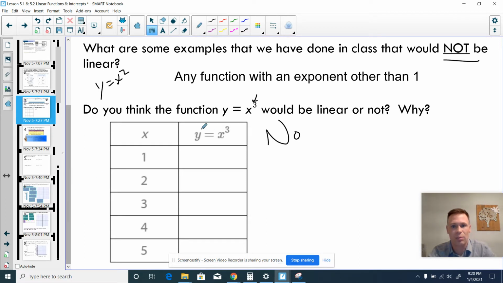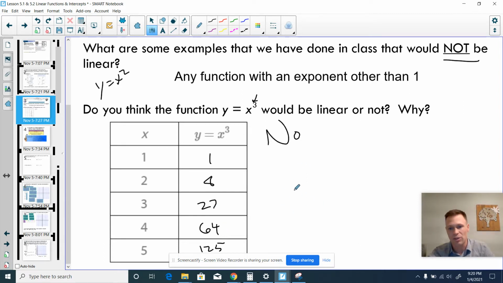And we could fill out this table and say, all right, 1 to the third power is still 1. 2 times 2 times 2 is 8. 3 to the third power is 27. 4 to the third power is 64. And 5 to the third power is 125. We can see that there is no common difference here, right? And if there's no common difference, then it's not linear.